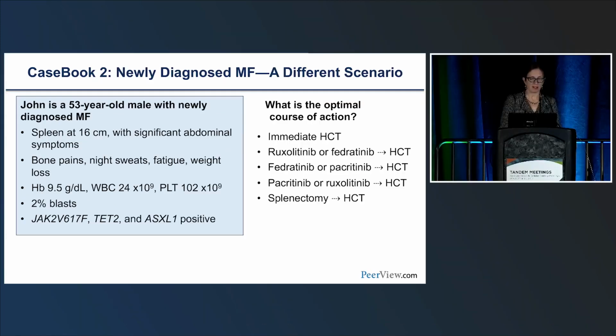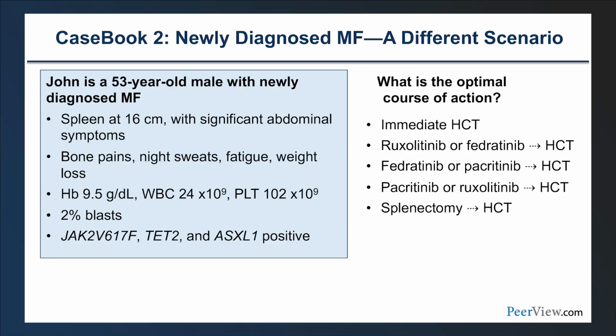So moving on to the second case. John is a 53-year-old gentleman with newly diagnosed myelofibrosis. Again, very similar in terms of spleen, abdominal symptoms, bone pain, night sweats, fatigue, a hemoglobin of 9.5, white blood cell count of 24, and platelets of 102, with 2% blasts in the peripheral blood. He also has the same mutational profile. What is the optimal course of action for this patient? So ruxolitinib or fedratinib would be my approach.